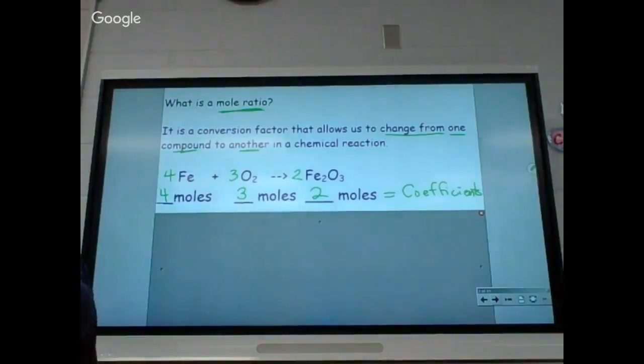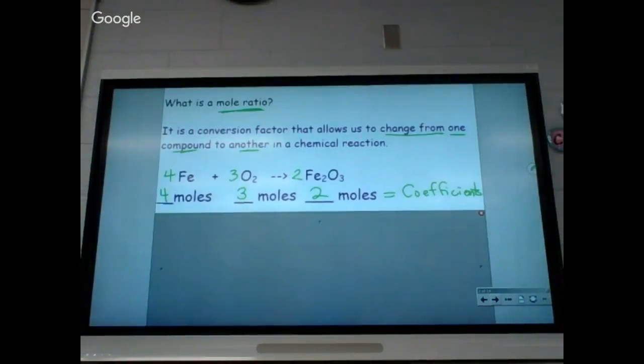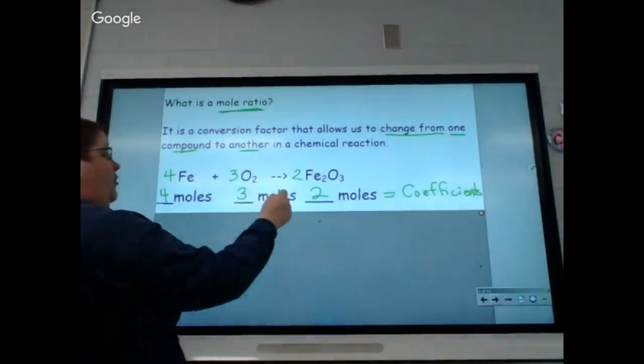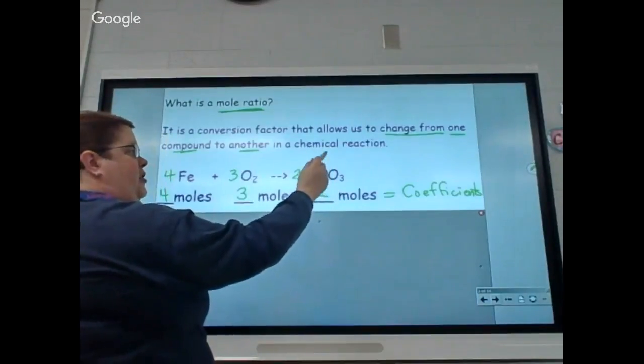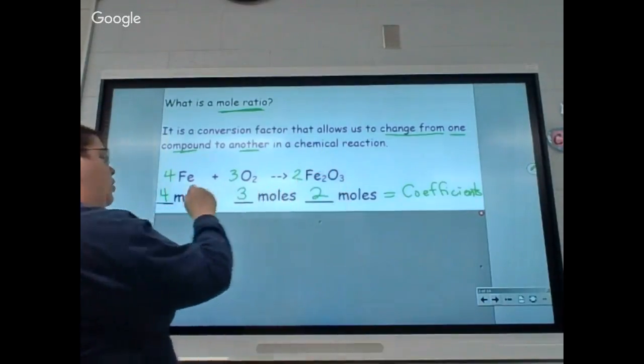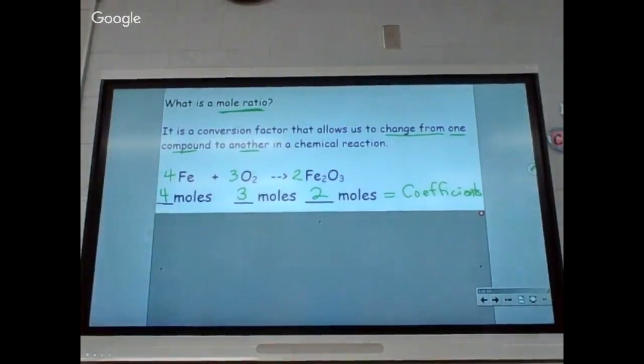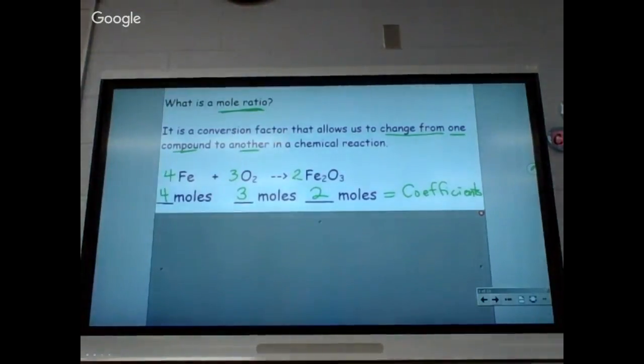Now, those coefficients are relative, meaning it's this number of moles in this equation. If I change the equation, are the moles going to remain that number? No. As soon as you change the equation, the moles change. Those moles are for that equation. Everybody with me on that concept?